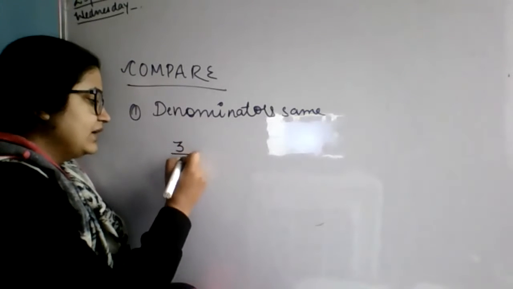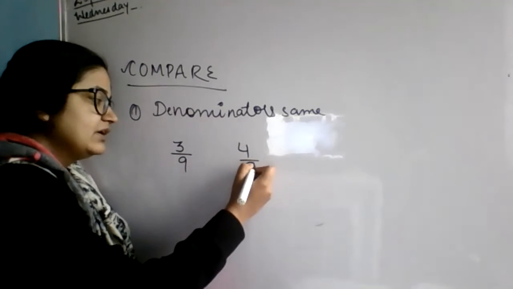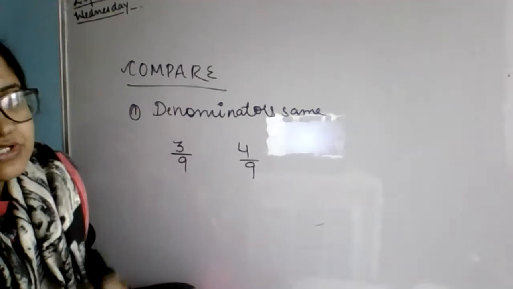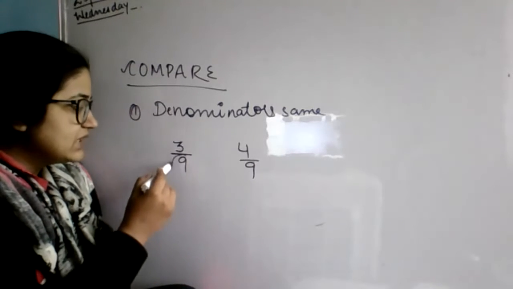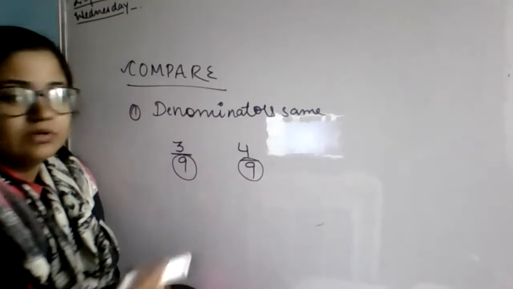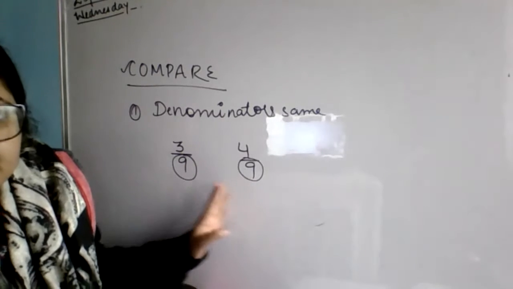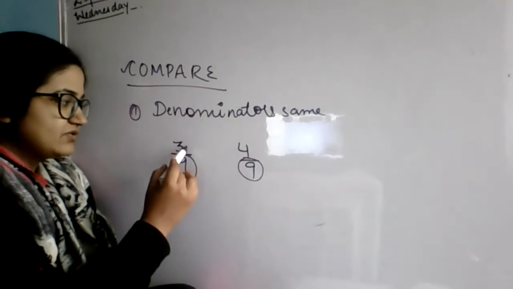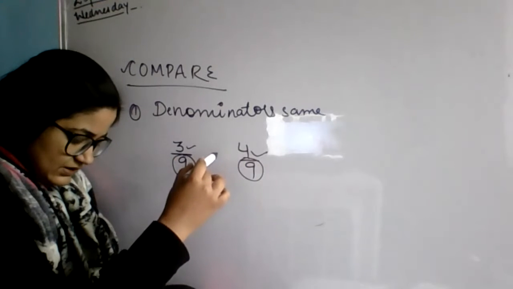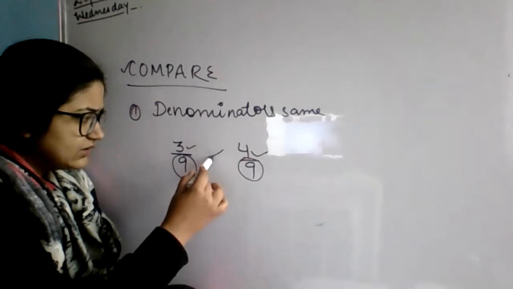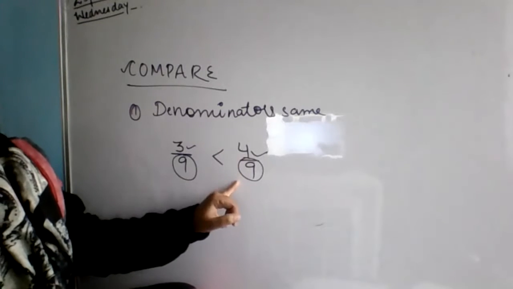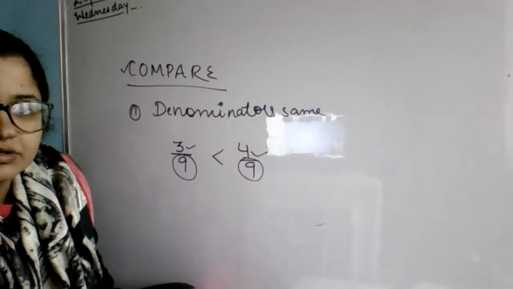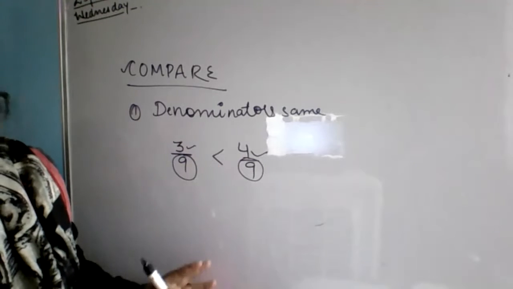Suppose 3 upon 9 and 4 upon 9. We have to compare these two fractions, which is greater and which is smaller. First and foremost, the denominators should be equal. Now, the greater number out of 3 and 4 is 4, so 4 upon 9 is greater, and 3 upon 9 is the smaller one. Like this, we compare the fractions.